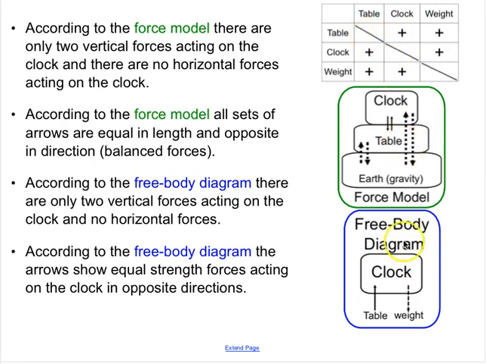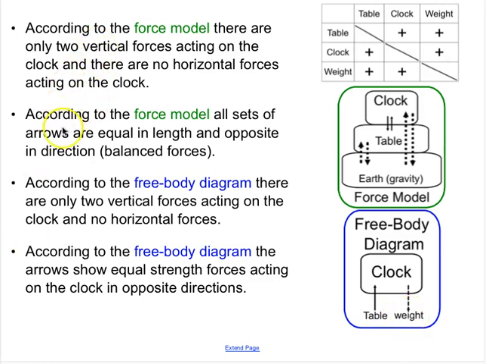But we did take a look at the clock in a free body diagram, and we noticed that there was no horizontal forces acting on it. So Matt was correct, but Matt's not entirely correct. We figured out that while there's no horizontal forces, there are vertical forces acting on the clock. And when we look at the free body diagram, we know that these forces are equal and opposite.